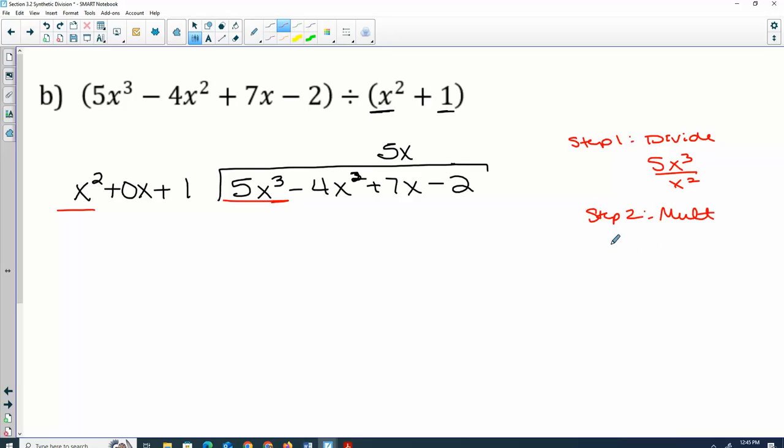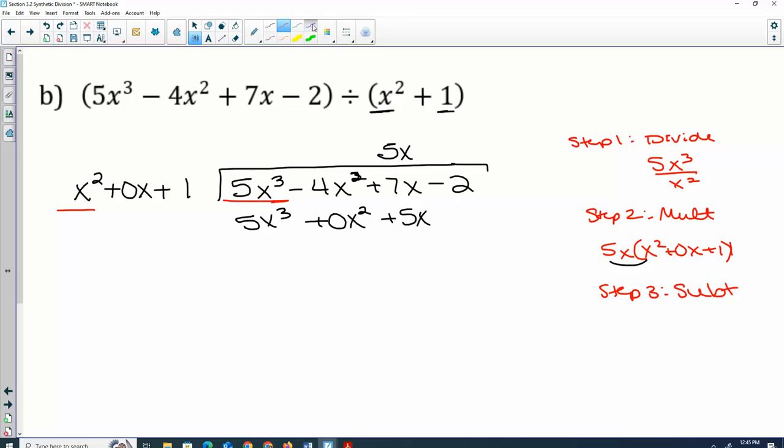We have to multiply, so we have to do 5x times my x squared plus 0x plus 1. So 5x times x squared, 5x cubed, 5x times 0x, 0x squared, that's why I put the 0 there, so I have it under my x squared term. 5x times 1 is 5x. What's step 3?